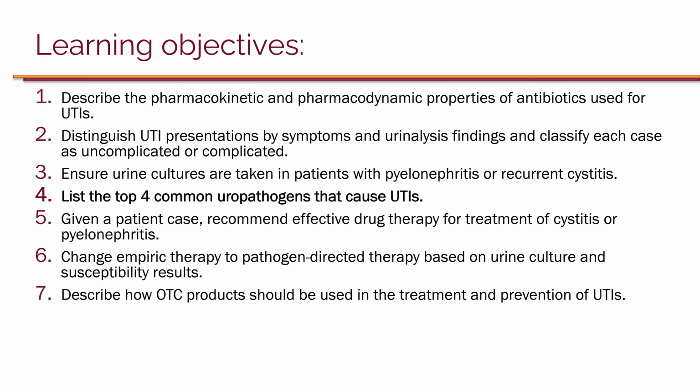We described the PK/PD properties of antibiotics used for UTIs and distinguished UTI presentations by symptoms and urinalysis findings, and ensured urine cultures are taken in patients with pyelonephritis or recurrent cystitis. Now let's list the top 4 common uropathogens that cause UTIs.